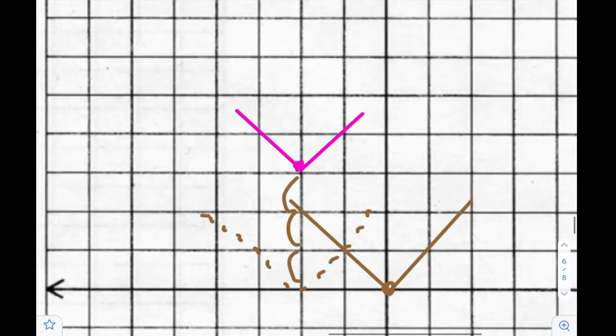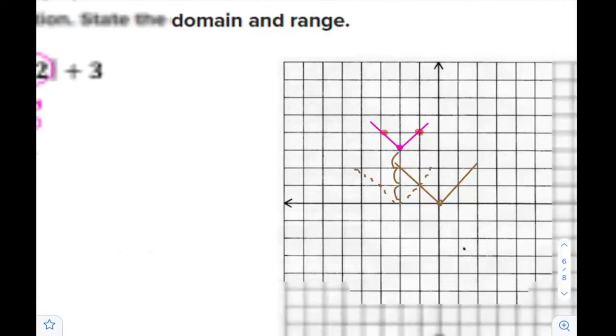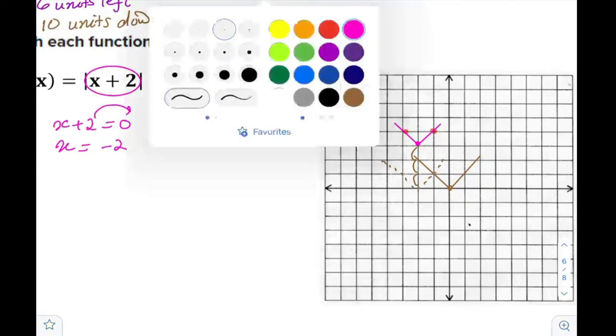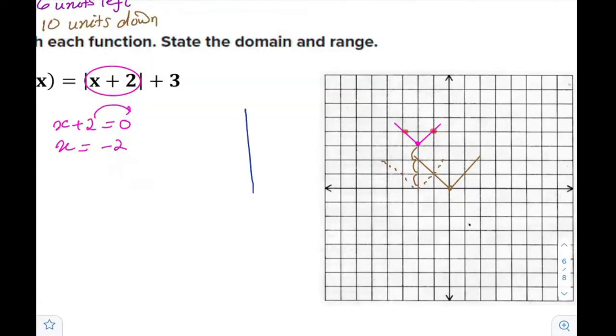This is the most important point that I need. Because if you know this point, and you know any point to the right and any point to the left, then you can match and have the correct V shape. So this is exactly what we are going to do. We will generate the table, assuming the value of x, but you must assume the minus 2 that we found before, which is the vertex. So this is our vertex.